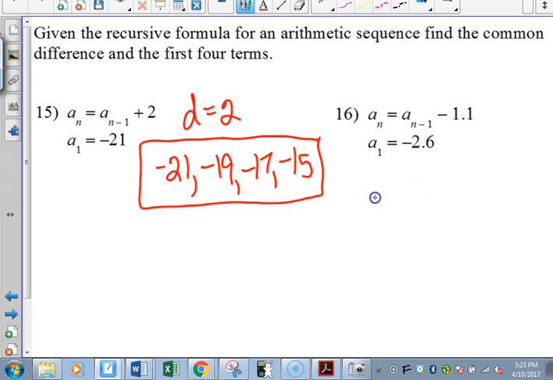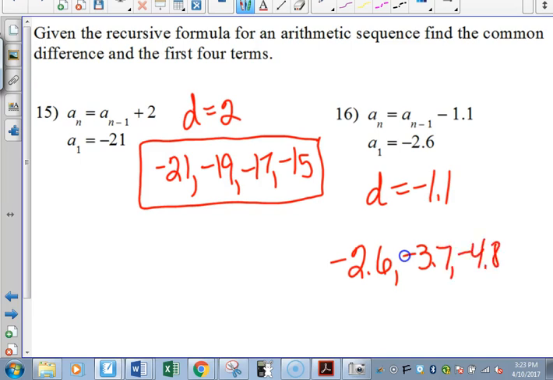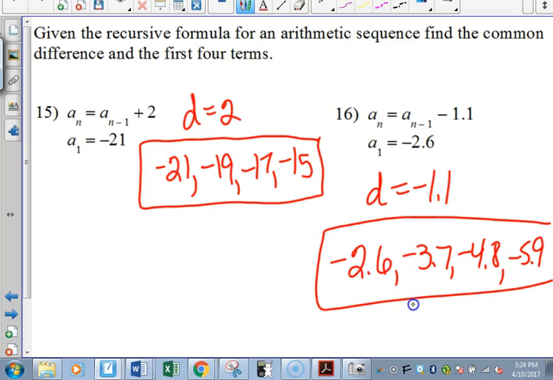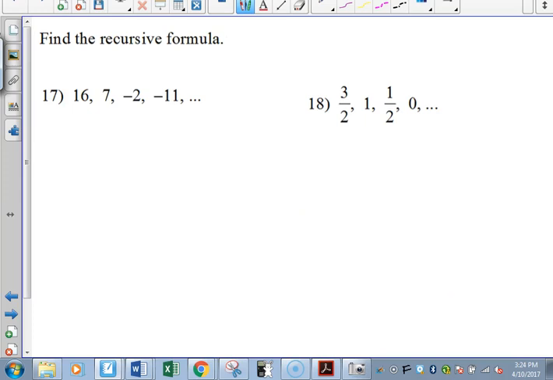What do I write? Negative 1.1, and I start with negative 3.7, negative 4.8, negative 5.9. All good? I'm loving it. Okay. Write the recursive.